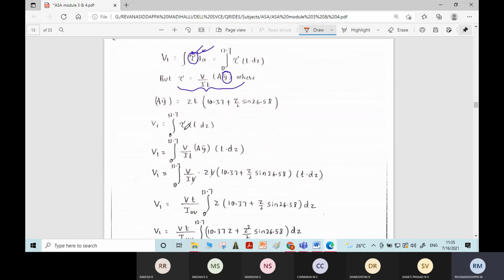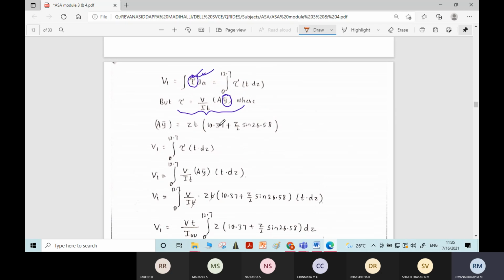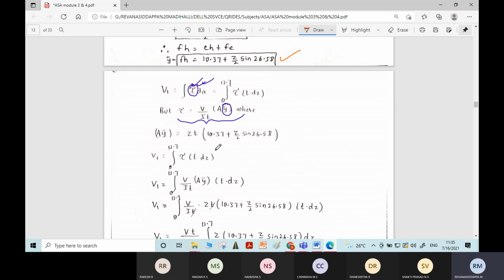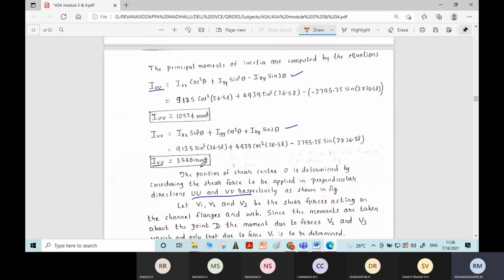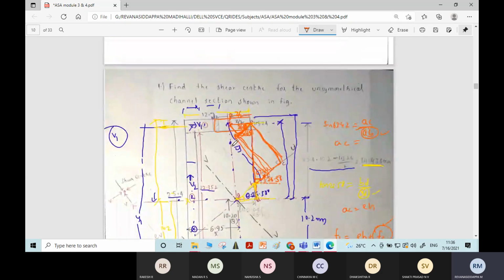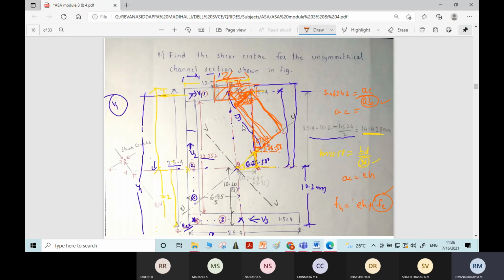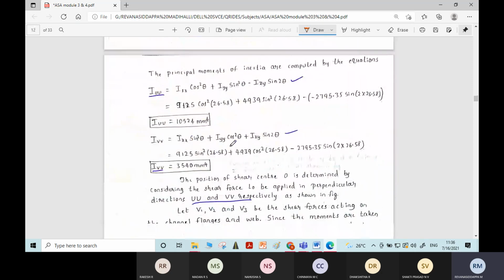Then, taking the expression tau into T to calculate the shear force, I have used the basic principle V by IT into AY bar. AY bar is the area of that elemental strip. Area of the elemental strip is what? Here I have taken an elemental area for a length Z from the end. Z into T is the area of the elemental strip.